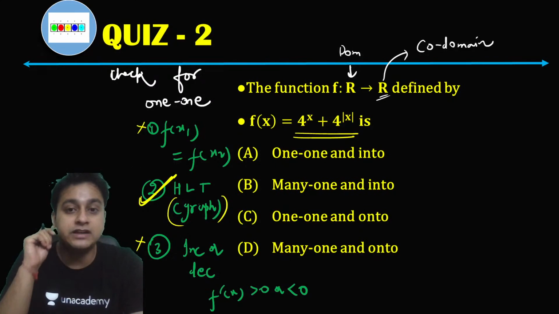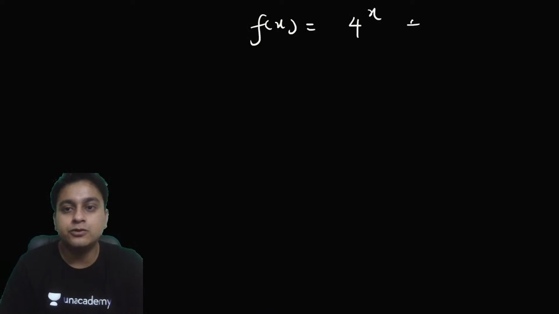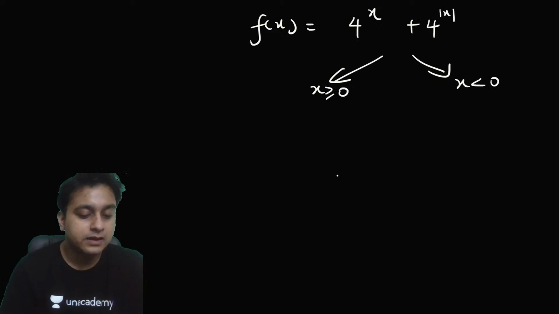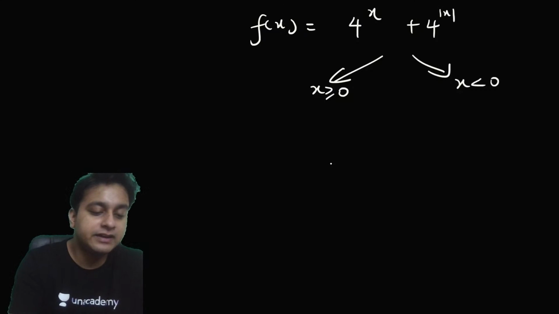Let's see how we can draw the graph of this very function. Out here we have a function f of x equals 4 to the power x plus 4 to the power mod x. So let's get two cases. One is x more than 0, one is x less than 0. Lokesh, we will get it very easily.